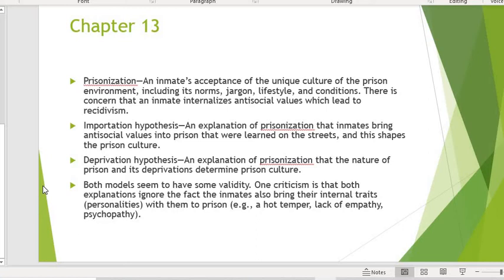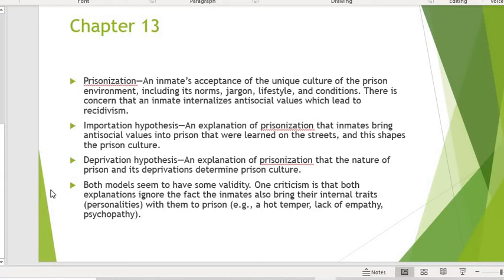It's a fundamental problem with prisons that it doesn't do a very good job of correcting individuals. It can actually go the other way and make them more firm and more deeply committed to a criminal way of life. Now, there's a couple of contrasting hypotheses you should be familiar with. Importation hypothesis: an explanation of prisonization that inmates bring antisocial values into prison that were learned on the streets, and this shapes the prison culture.